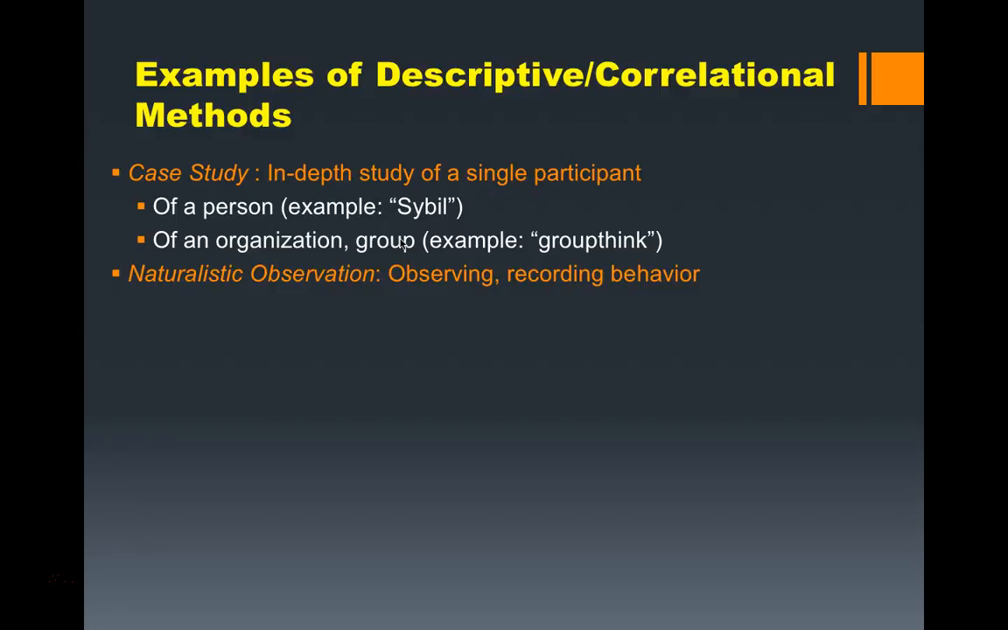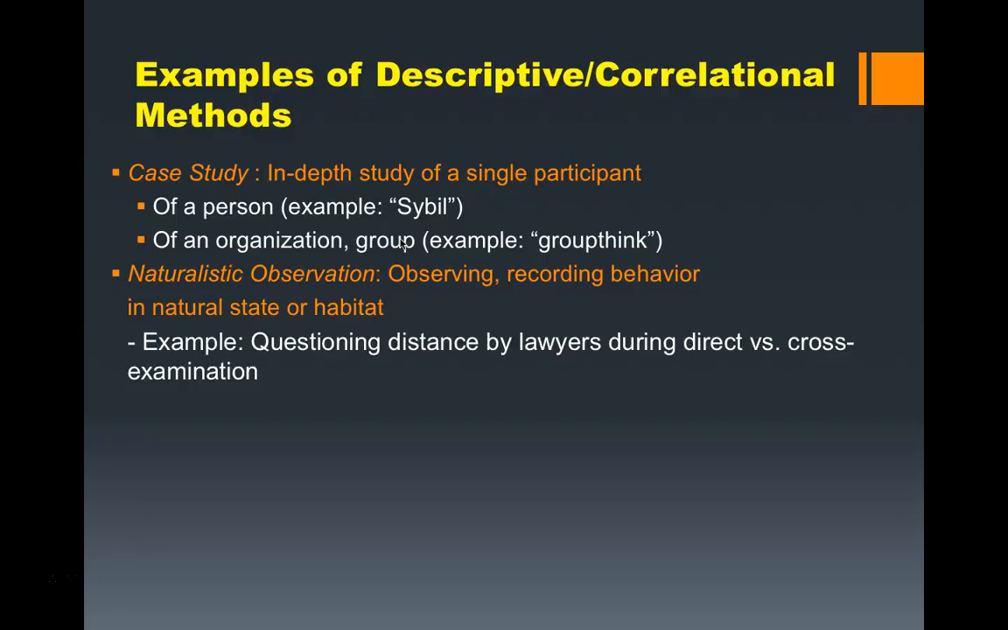Naturalistic observation involves actually observing and recording behavior in the natural state or habitat of the subject. One example might be questioning distance by lawyers during direct versus cross-examination. What's this about? Well, this was an interesting study in which the researchers were testing a psychological hypothesis having to do with what psychologists at that time had learned about personal space invasion, if you will.